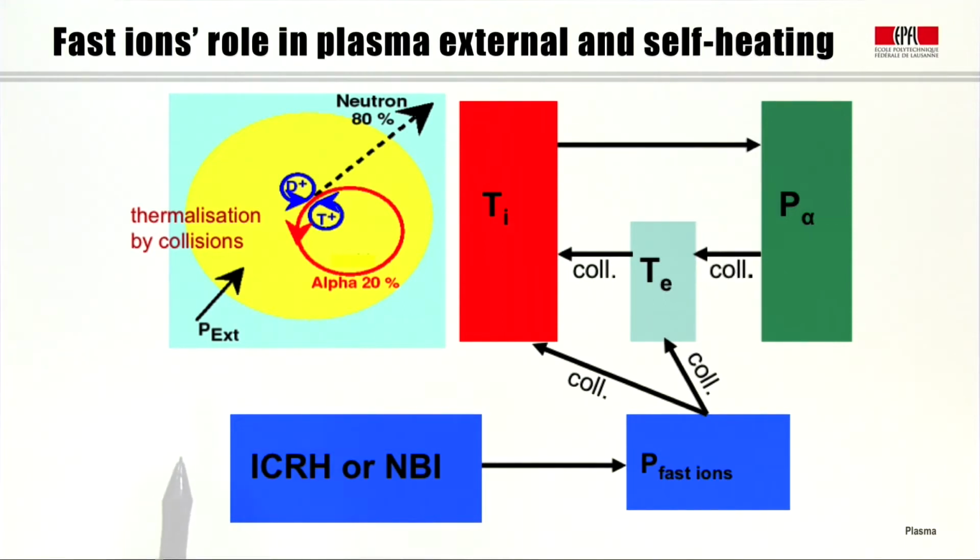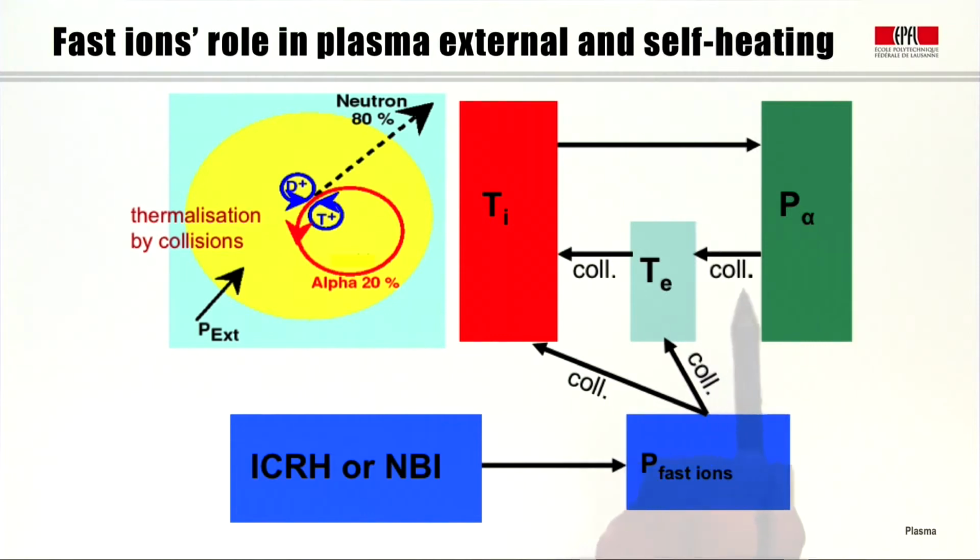So why are fast ions so important in the plasma external and self-heating process? I remind that here in this sketch, we of course have the plasma in which we inject power from outside, and we have reactions that produce alpha particles, which carry about 20% of the energy which must be kept in the plasma, and the neutrons that come out of the plasma with about 80% of the energy. So the loop works as follows.